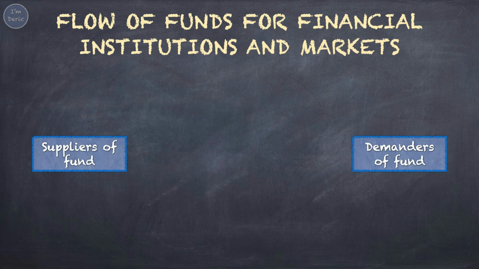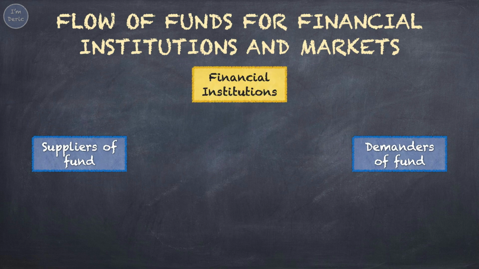Let's look at the flow of funds for financial institutions and markets. Here, we have suppliers of funds and demanders of funds. Suppliers are those who have extra money, whilst demanders are those who need money. When you have extra money, the first way, you can consider putting money in the financial institutions, such as banks.